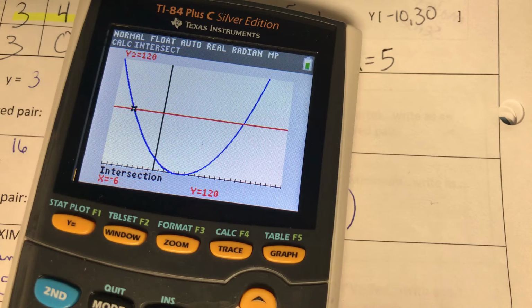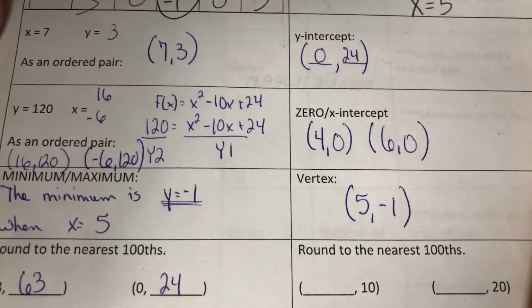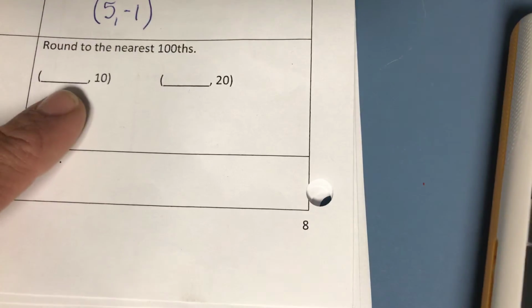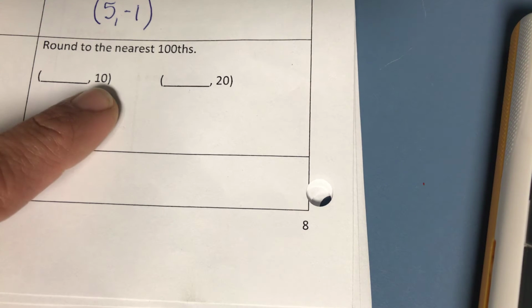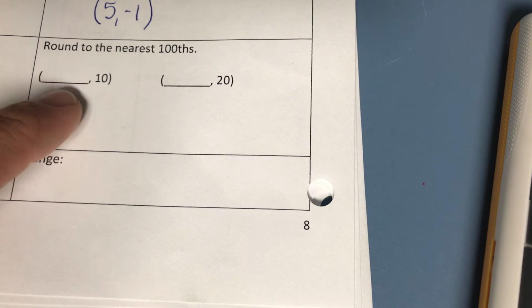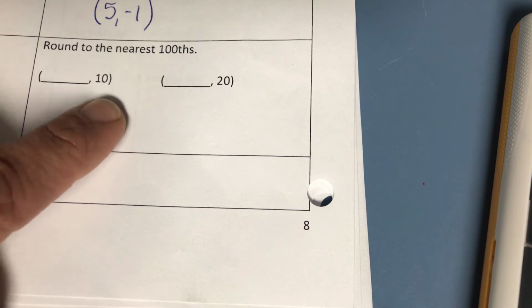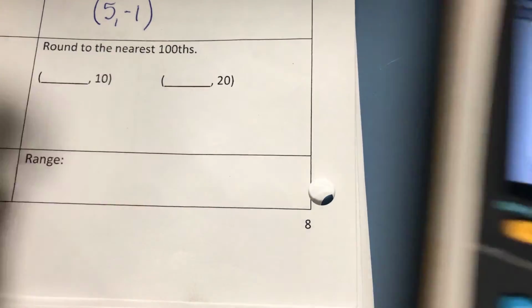And this one's at -6 and 120. So I'll switch the other to -6 here, but then I'll write it as an ordered pair, -6, 120. And I know that gets blurry and it goes in and out of focus. So that's all I'm going to do here. Now I need to find y if x is 10, and then I'm going to find x if y is 10, and I'm going to find x if y is 20.